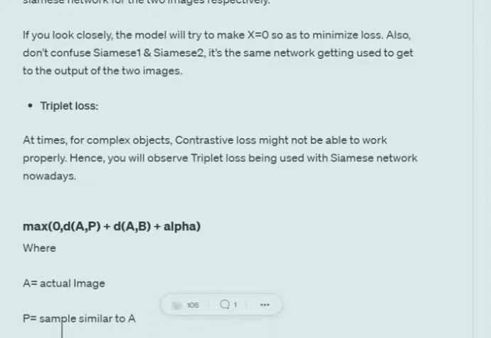Moving on to triplet loss. Triplet loss is a bit complex as compared to contrastive loss, and it has been seen that it performs better as compared to contrastive loss as well, because we will see why it happens.